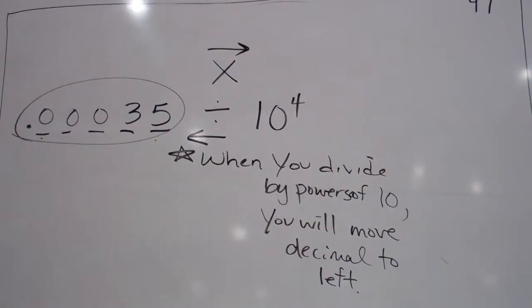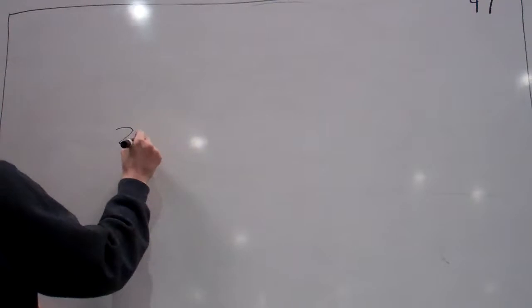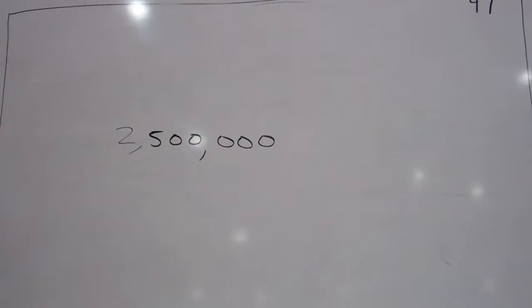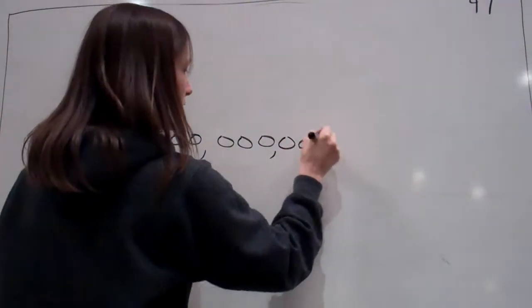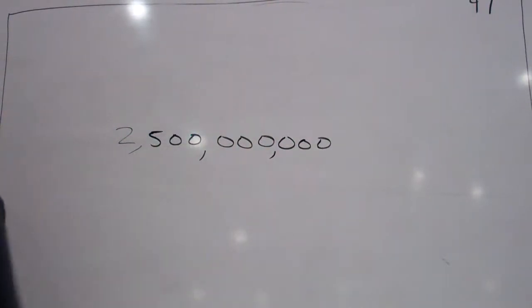All right, last thing. We're going to write 2.5 billion in standard form. Then we're going to write it in exponential form. Okay? So 2.5 billion, what does that look like? 2 billion and then 500 million. Okay, let's try it again. 2 billion 500 million. Okay?